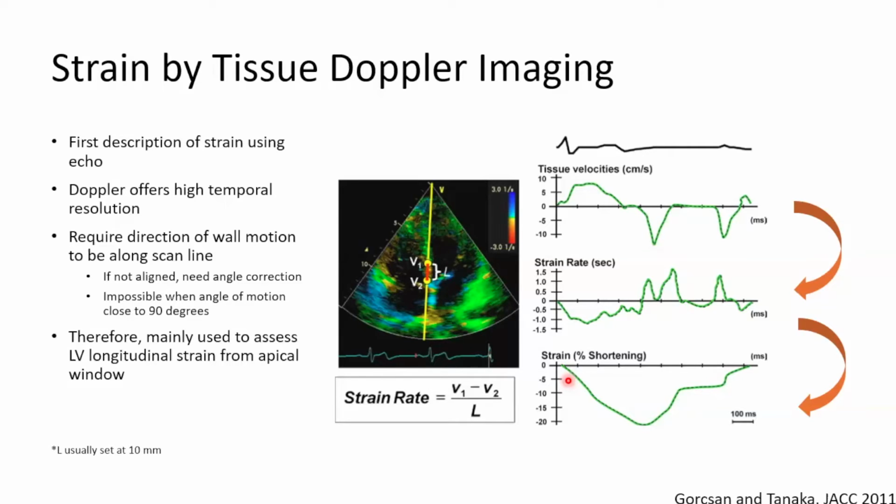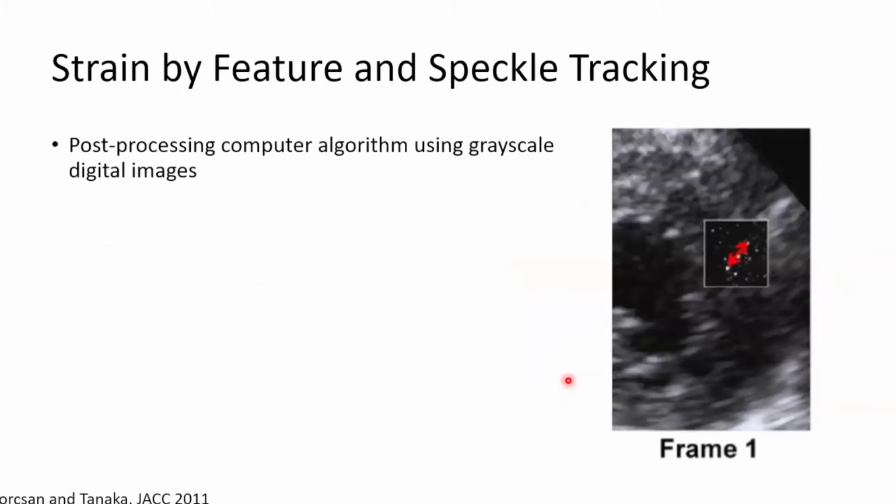And so this was much more challenging to determine circumferential strain, or radial strain, where you need to be on the short axis. It was really mainly restricted to looking at LV longitudinal strain from the apical windows. In addition, the TDI method also had increased susceptibility to noise. There was a lot of noise associated with this. And as a result, what we are using more is strain by feature and speckle tracking.